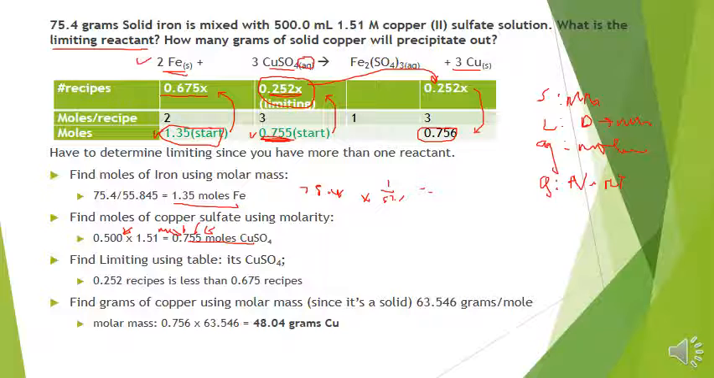Now it's a solid, so that means I'm going to want how many grams that is. So this is the limiting reactant here. I know I have 0.756 moles of copper. Its molar mass is 63.546 grams per mole. The moles cancel out, and you end up with 48.04 grams of copper.